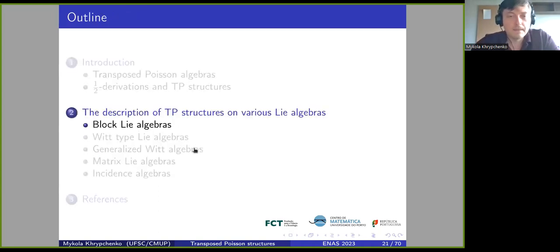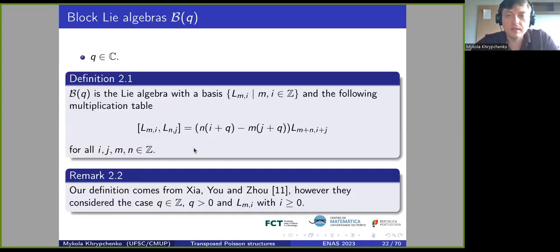Okay, so let us start with block Lie algebras. This is a parametric family of Lie algebras parameterized by complex numbers. It is an infinite dimensional Lie algebra whose basis is indexed by ordered pairs of integer numbers. And the multiplication table is as follows.